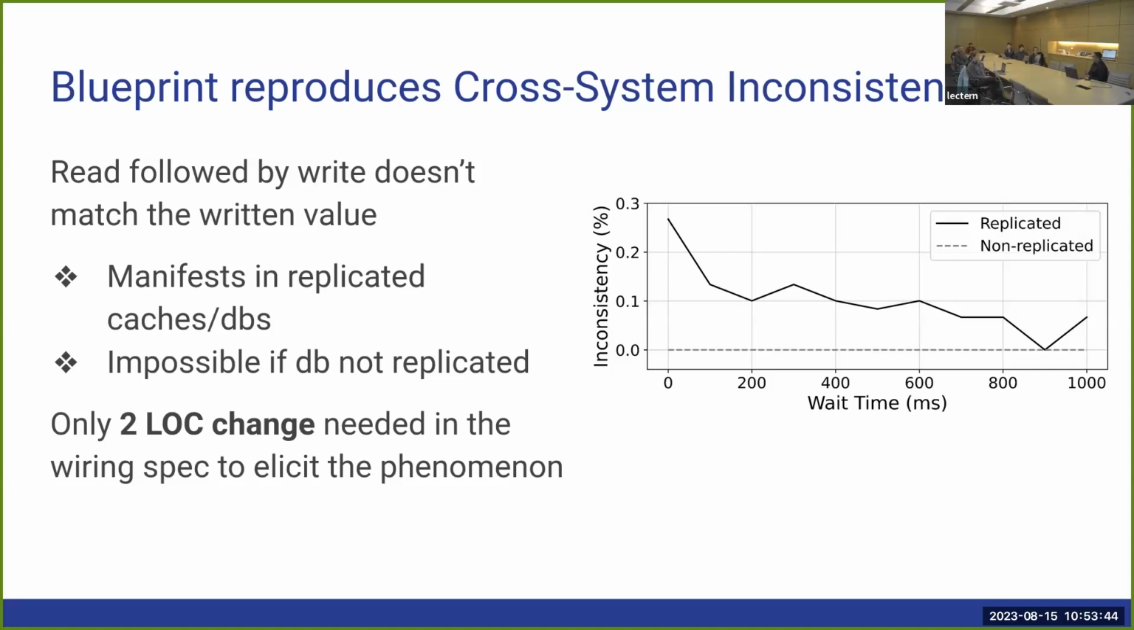Yeah, pretty much. As long as it's going down and as long as it's more than 0 for smaller wait times, it means that we have been able to see or perceive cross-system inconsistencies.